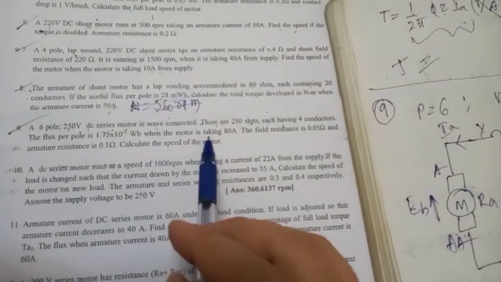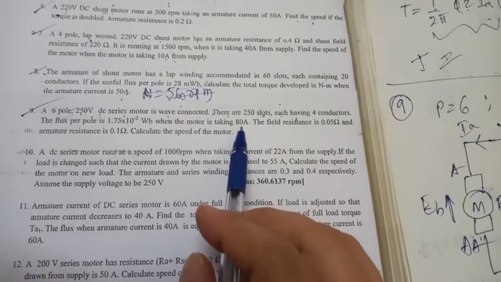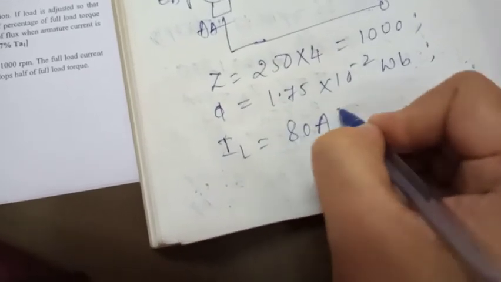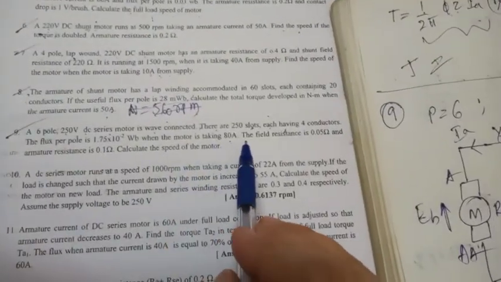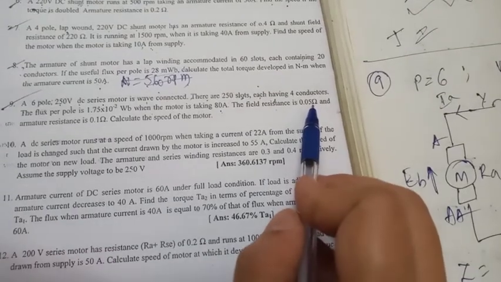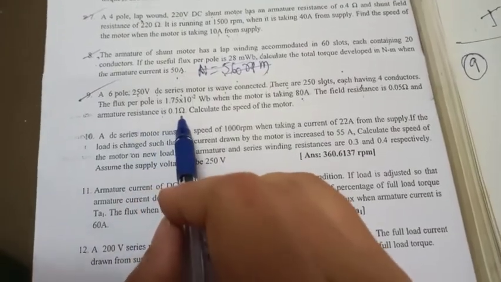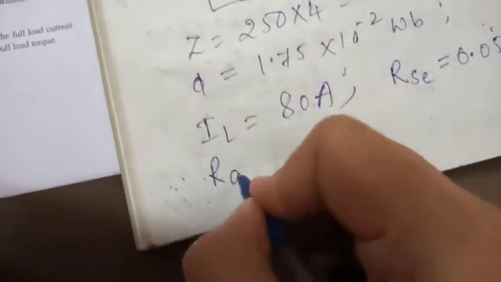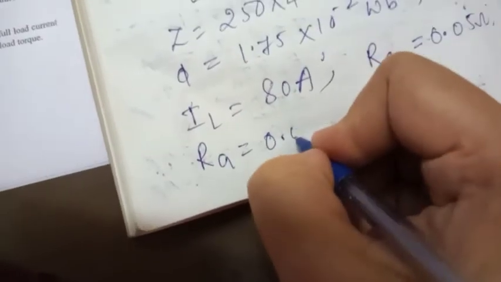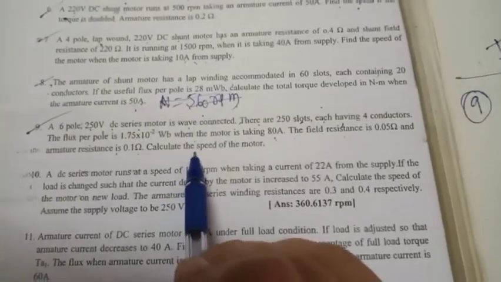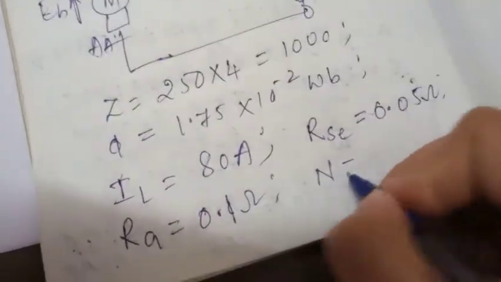When the motor is taking 80 amps, so they have given IL is equal to 80 amps. The field resistance is 0.05 ohm. So since it is a series motor, I will take RSE is equal to 0.05 ohm and the armature resistance RA is equal to 0.1 ohm. Calculate the speed of the motor. So N I have to calculate.